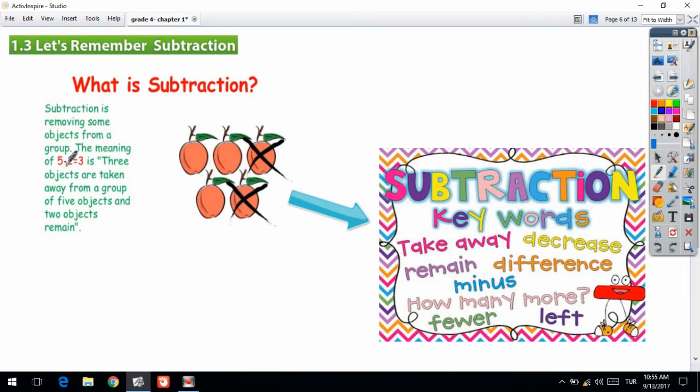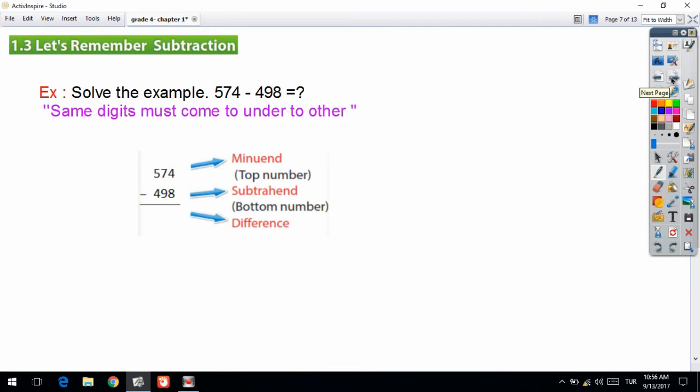Okay, now let's look at the keywords of subtraction. Also, this kind of words are very important, like the addition words. Don't forget them. Take away, decrease, difference, minus, remain, how much money, how much more, how much fewer, how much less, how much bigger, fewer, left. All these kinds of questions are about subtraction. Please be careful.